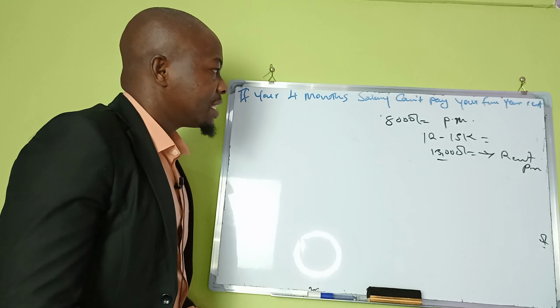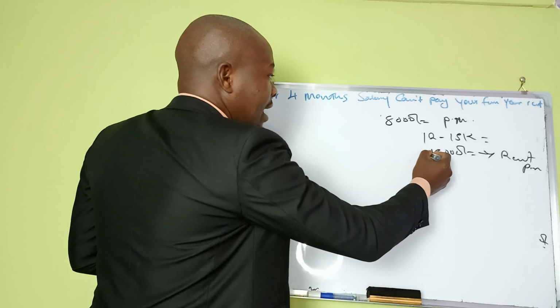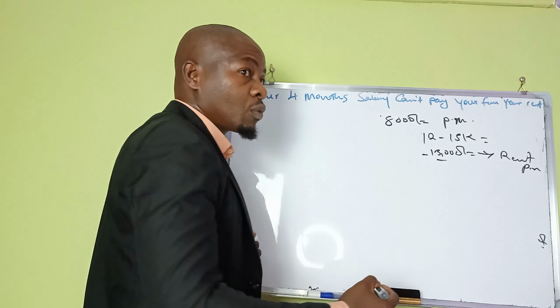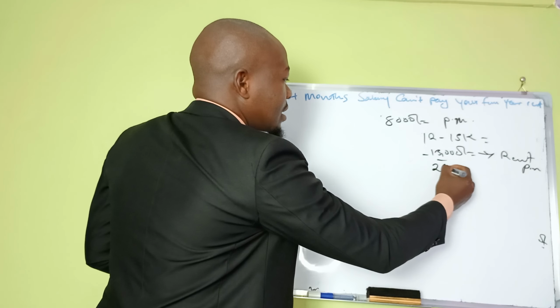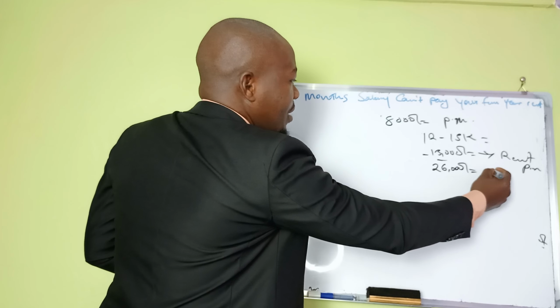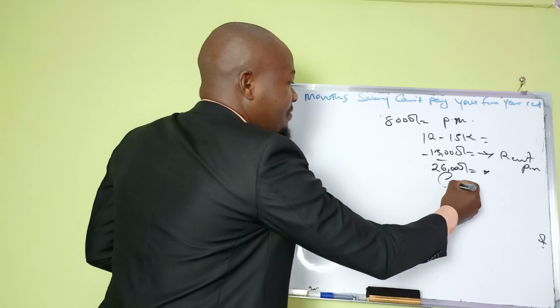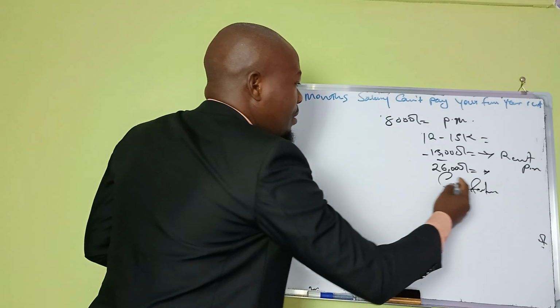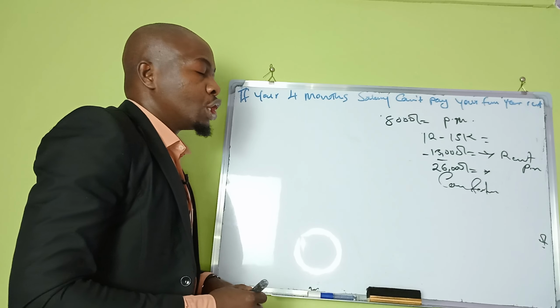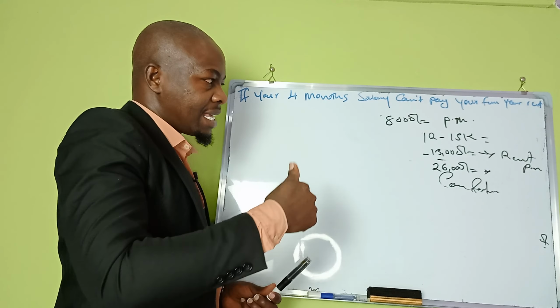Now, the point is this: you should always ask yourself, can I be able to pay this twice? What if the rent was 26,000? If it was 26,000, will I be able to live comfortably? Will I be able to pay that rent comfortably? If the answer is yes, then most likely you qualify for that house.